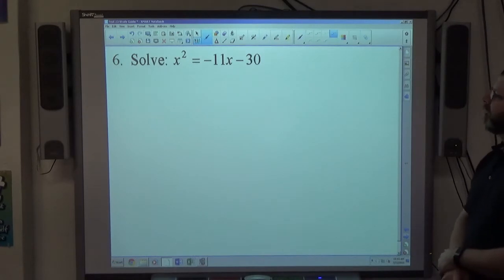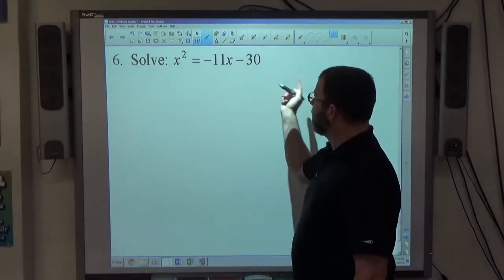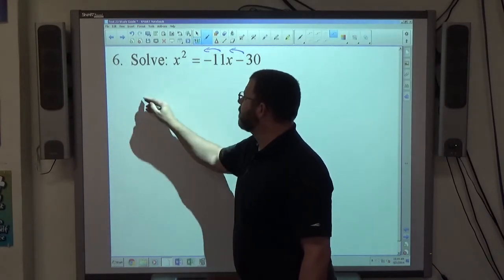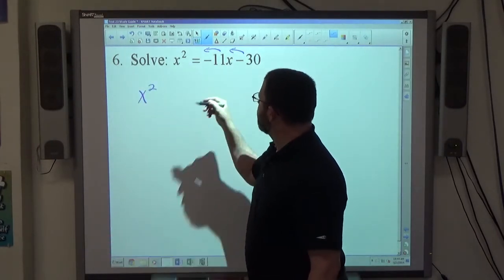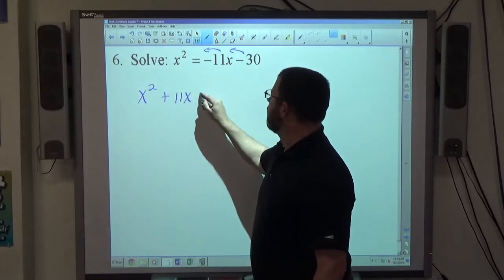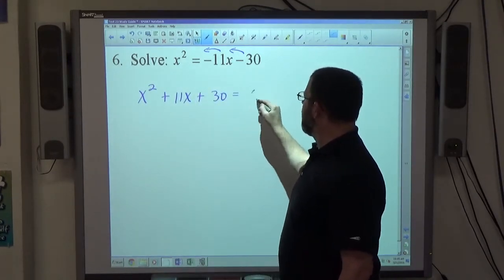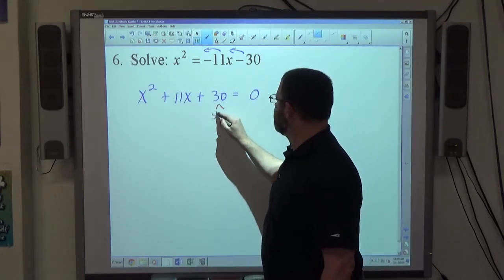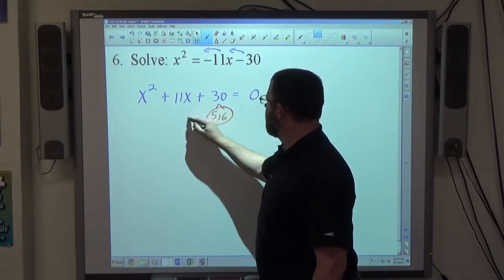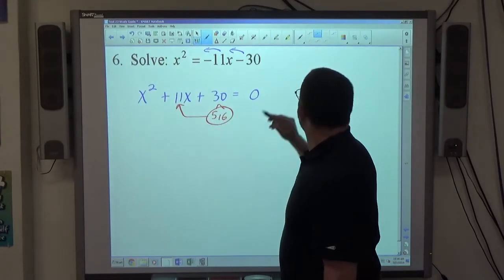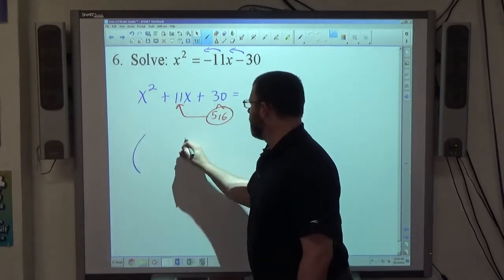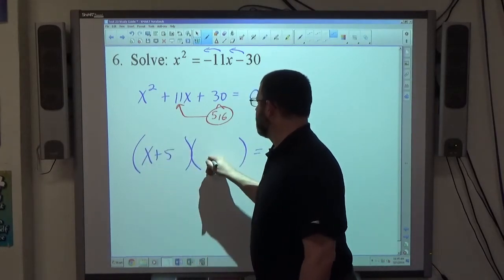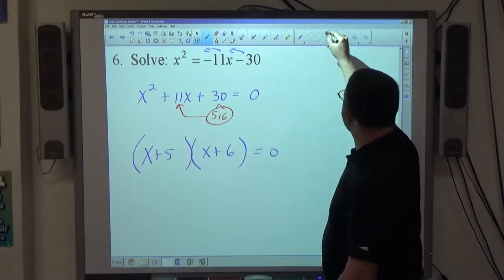Number 6, solving a quadratic equation. Job 1 is to get everything equals 0, so I'm going to move the 11x and the 30 over. We want x squared positive, so x squared is fine where it's at. 11x becomes positive, 30 becomes positive, both moving to the left. Then we're looking for our two numbers that multiply to make 30, that also add to make 11. Positive 5 and 6 do the trick, which means that our factored form here is going to be x plus 5 times x plus 6 equals 0.